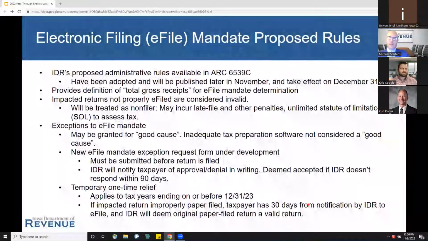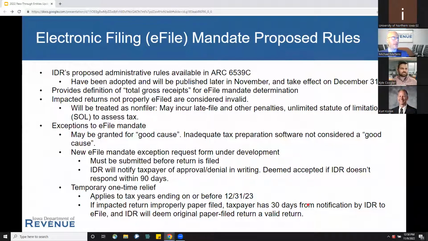The department has proposed rules that have been adopted and will be published in late November. If you'd like to read those before they make their way into the administrative code, the way to locate those is ARC 6539C. You can search for that on the Iowa legislative website to see the rules.